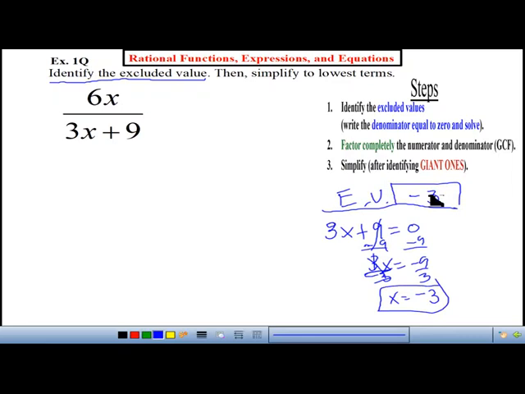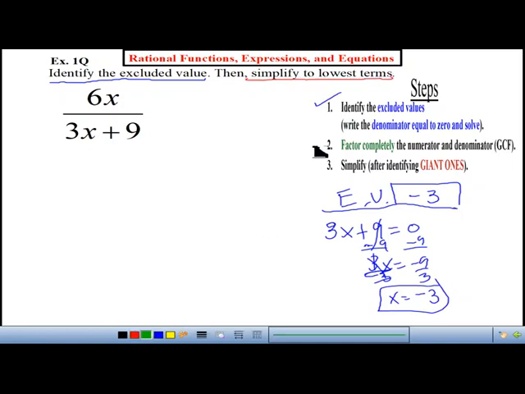Hands, have you got that? Okay, good. Now, what does that mean? That we cannot use that for our X values once we get started with graphing, okay? All right, so I'm done with step 1. What else do they ask us to do? They want us to simplify to lowest terms.